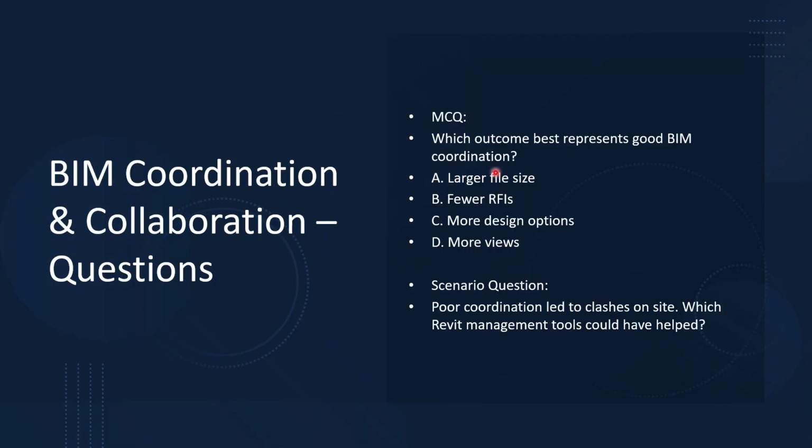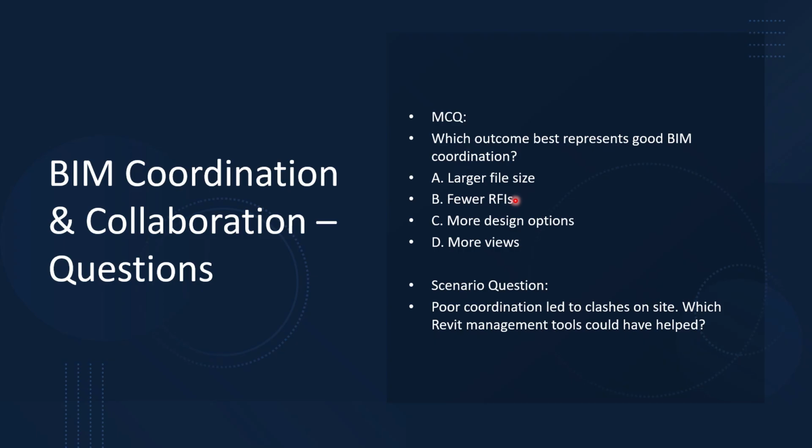Short questions about BIM coordination and collaboration. Which outcome best represents good BIM coordination? Large file size? No. If you have a large file size, you are in trouble. Fewer requests for information? Yes. More design options? No. More views? No. So you have fewer requests for information because everything is clear.